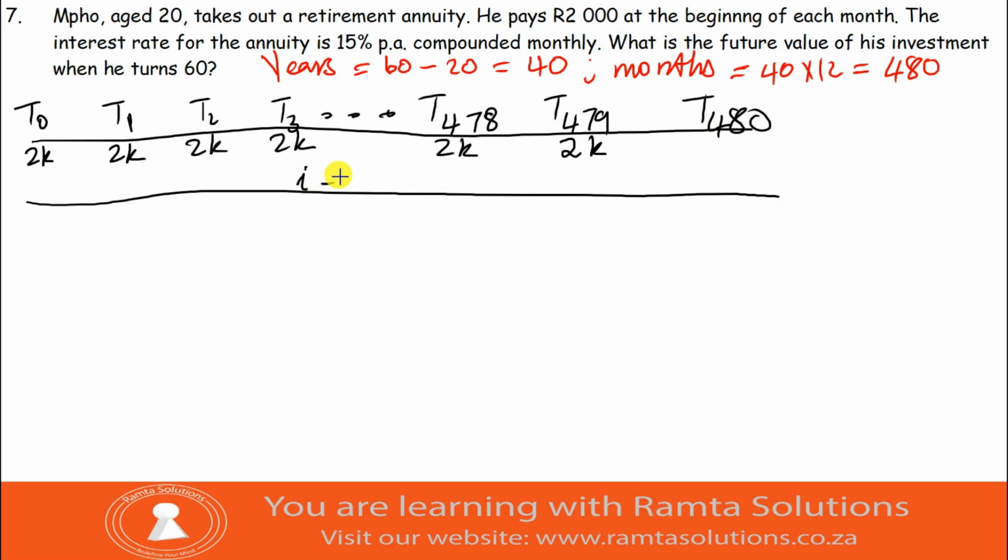So what is the interest? It's 0.15 over 12. Now, let's look at our N. What is our N? They say what is the future value. So our N, what is it? It is 479 minus 0 plus 1. Hence our N is 480. Now, this formula will take a different shape.